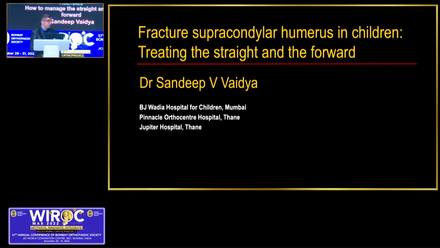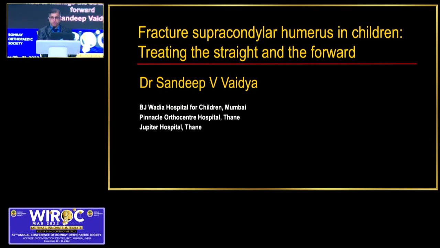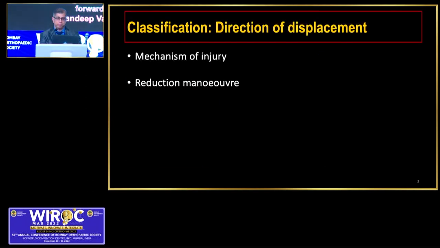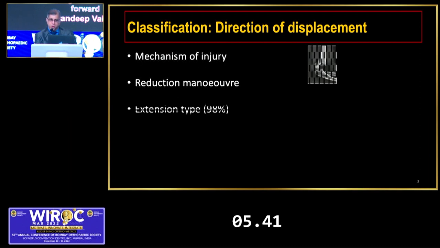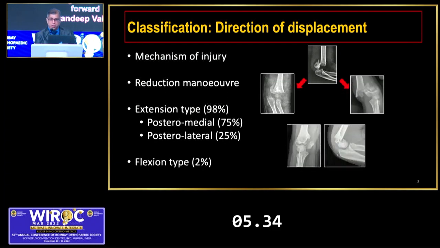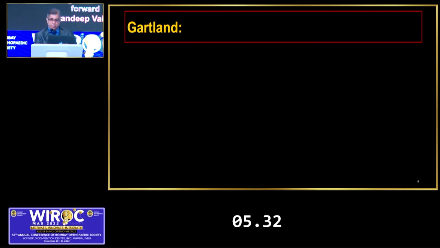Good morning, everybody. So in this first talk, we are going to revise and brush up our basics, and this is a brief outline of the topics which I am going to touch upon. So to start off, in any supracondylar humerus fracture, it is good to first classify the fracture according to the direction of displacement, because this tells us about the mechanism of injury and the reduction maneuver which is to be employed. So majority of the fractures are extension type, which can be displaced either in a posteromedial or posterolateral direction. A very rare minority will be flexion type.